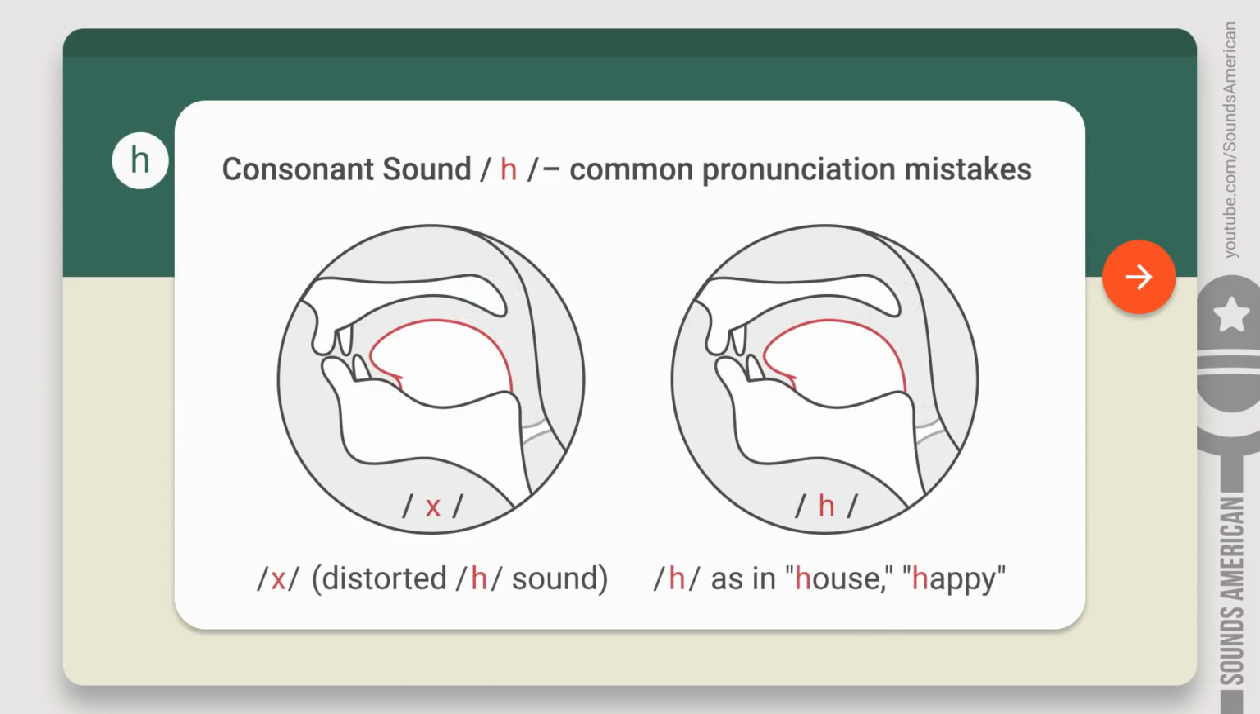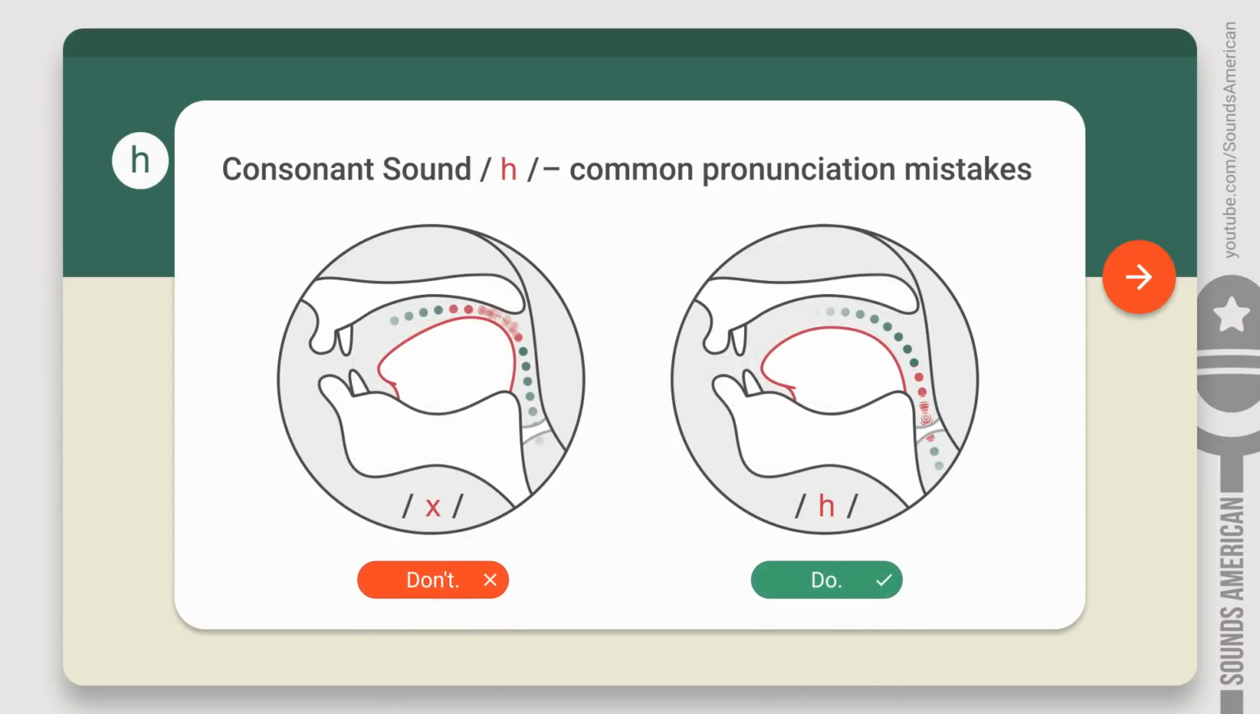Compare. House, house. Happy, happy. Remember, the h is created with the smallest amount of friction possible. You should never touch your soft palate with the back of your tongue.